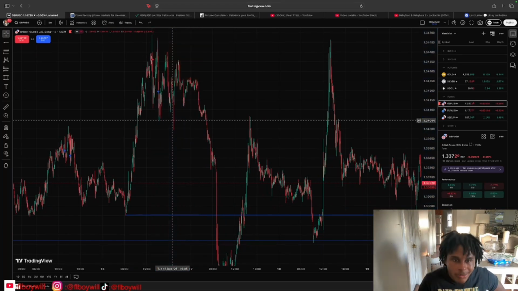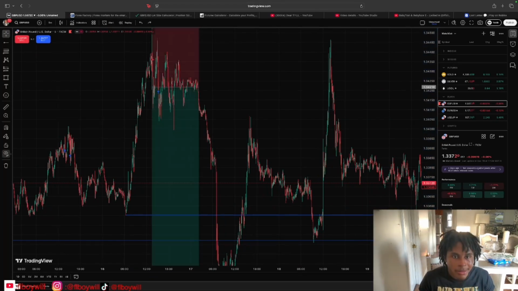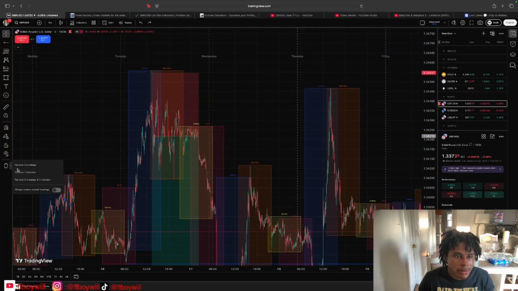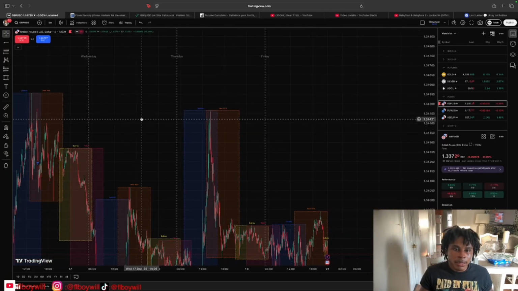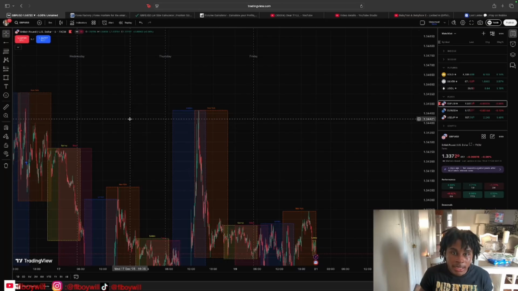I need to think of this while I'm trading. But yeah, so that's stop losses and examples in the market, and that is take profit examples in the market.